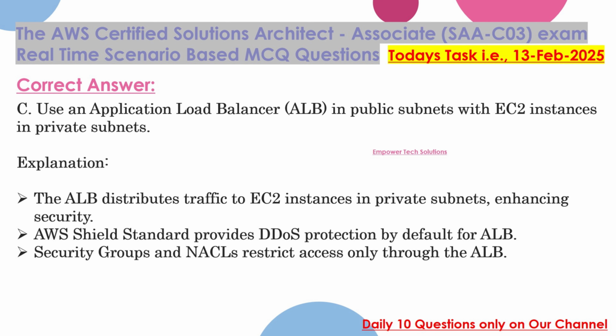Correct answer: C. Use an Application Load Balancer, ALB, in public subnets with EC2 instances in private subnets. Explanation: The ALB distributes traffic to EC2 instances in private subnets, enhancing security. AWS Shield Standard provides DDoS protection by default for ALB. Security groups and NACLs restrict access only through the ALB.